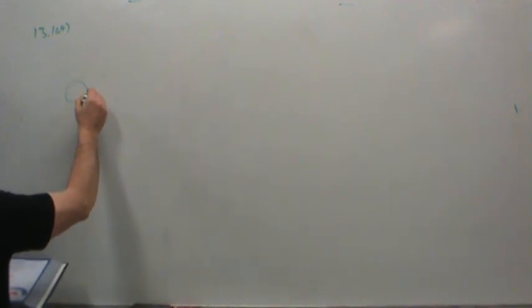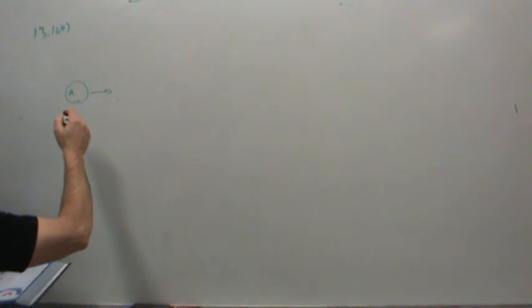We've got a ball moving this way. It's called A, and it has velocity v naught.